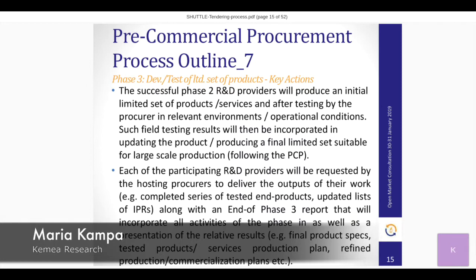It is not in the scope of the PCP to have a large-scale production. Each of the participating R&D providers will be requested by the hosting procurers to deliver the outputs of their work along with an end of phase 3 report that will summarize all the activities of the phase, as well as a presentation of the relative results.